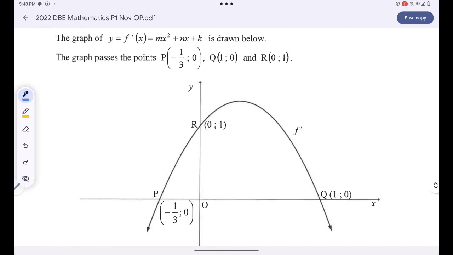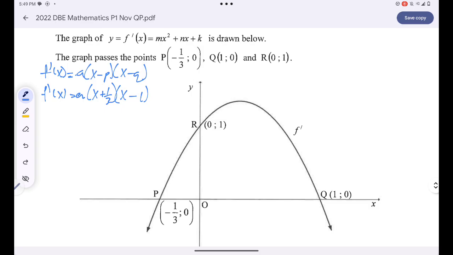Okay, since I'm given the x-intercepts, I'll find the equation of my derivative function by using this formula: a times (x minus p) multiplied by (x minus q), where both p and q represent my x-intercepts. In this case, my x-intercepts are negative 1 over 3. Since the 1 over 3 is negative, I'll write it as plus 1 over 3. And then since the q is positive 1, I'll simply write it as minus 1. So the only thing I need to find now is the numerical value of a.